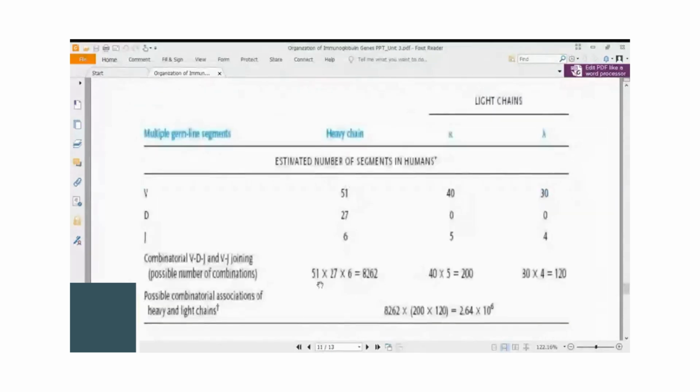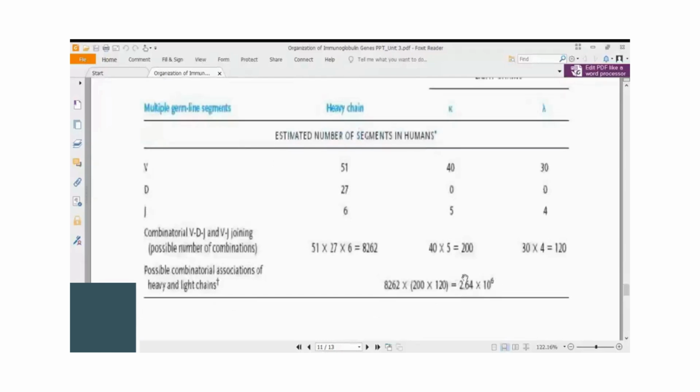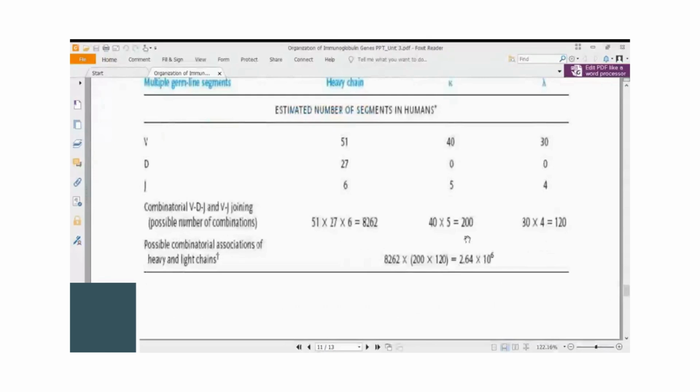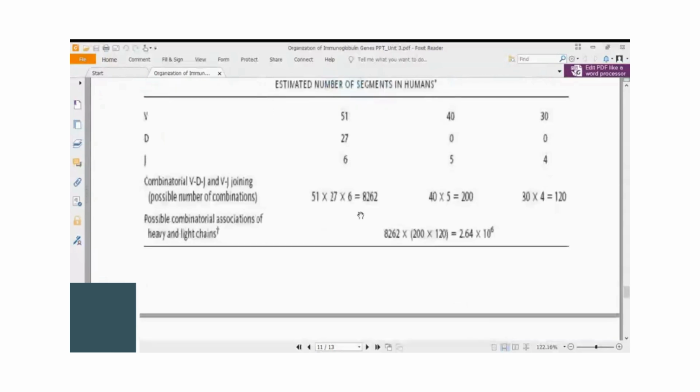Now you take any one of the permutation and combination and put them together. Now 51, 27, 6, this is the product. 40 into 5, this is the product. 30 into 4, 120 product. Now you take this and multiply. What is the possibility of antibody production? It is shown here, 2.64 into 10 to the power of 6. But it is not possible to get those many antibodies because sometimes the recombination is going to be a failure, which I have already told you. At any given instance, the antibody produced will be less than this number because the recombinations are always not successful.